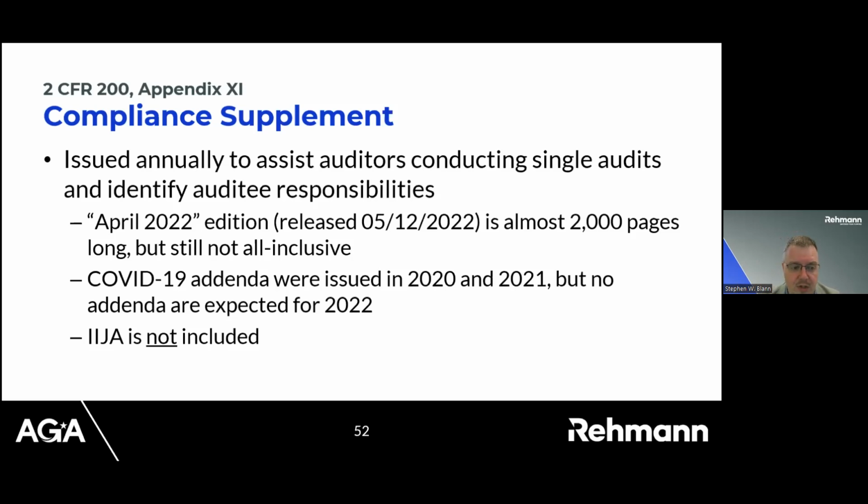The April 2022 edition was released earlier than it's ever been. It was released on May 12 this year, and it's a big one. It's almost 2,000 pages long, but it is still not all inclusive. There are still programs not included in there, and there's special rules for auditors for that. But there's a lot of data there. Now, some of you may remember the last 2 years, the compliance supplement came out and then had to have updates. In fact, in 2021, we had two addenda and a technical update on top of that.